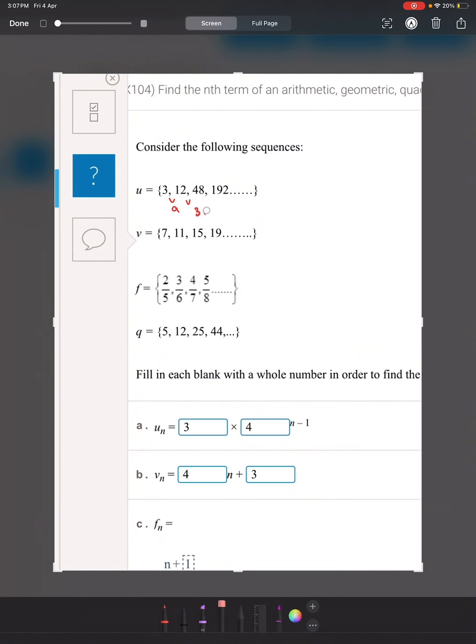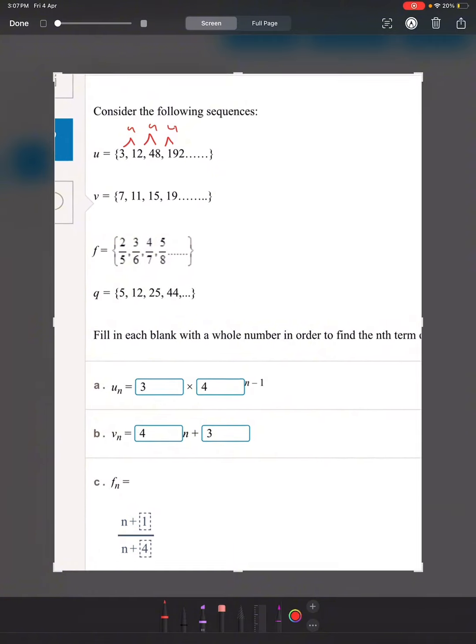Let's see if it's geometric. To see if it's geometric, you're going to divide the second term by the first term, and so on. So 12 divided by 3 is 4. 48 divided by 12 is 4. And then 192 divided by 48 is 4. It's all constant, meaning this is a geometric sequence, okay?